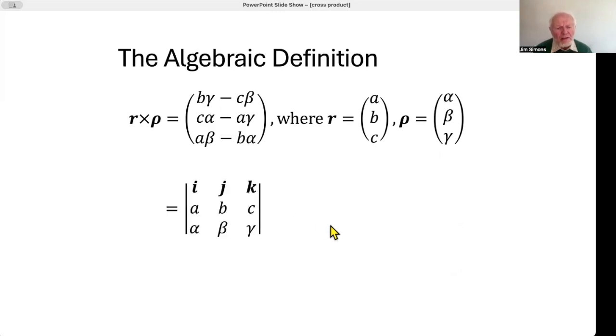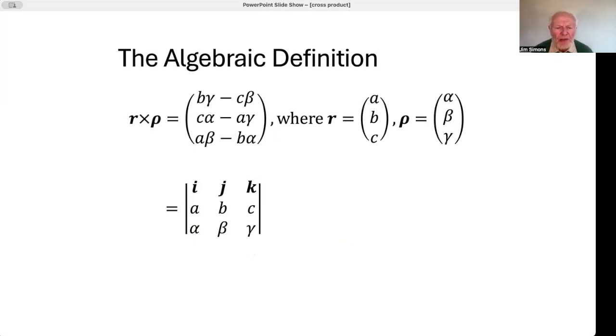There's another way to think about it, which is this. So this thing is formally a determinant, with i, j, k the standard unit vectors here. So it's not really a determinant because these are vectors and these are scalars. But in terms of a piece of algebra, it's just the same really, because when you expand this, you get i times (beta b gamma minus c beta), which is exactly this first component of the vector. So it works perfectly well. And it's a nice way to remember it.